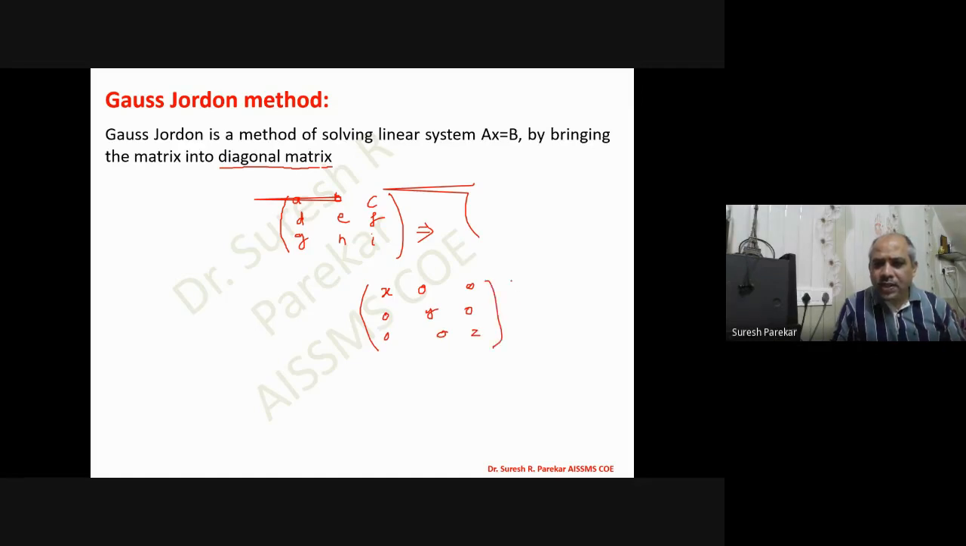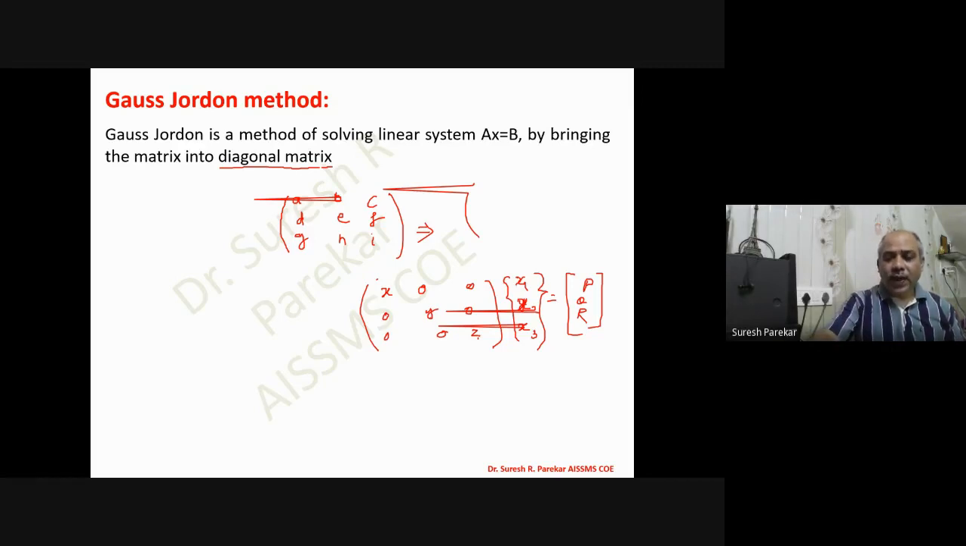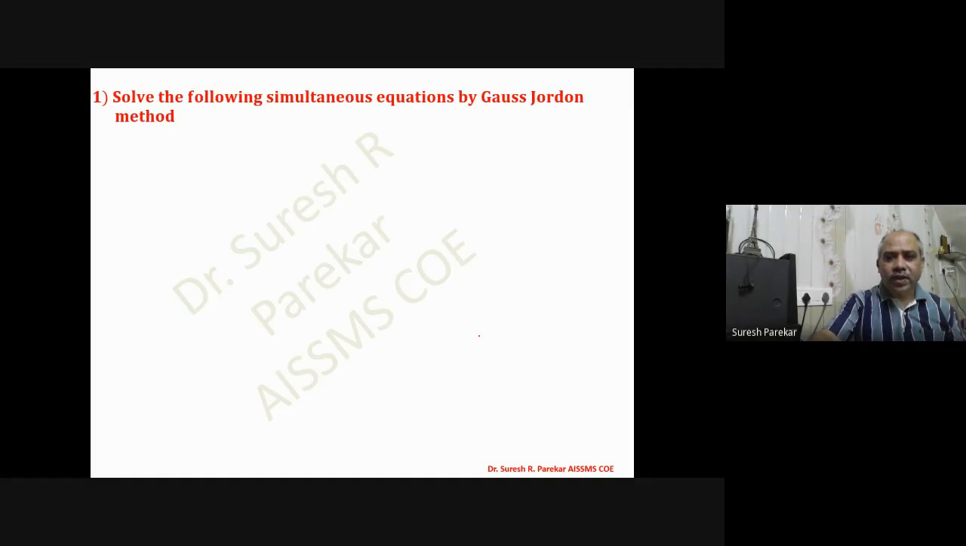And then against this, let the unknown variables be x1, x2, and x3, equal to some constants p, q, r. Then I can get directly, by the first row and first column, the value of x1. By the second we have the value of x2, and by the third we will get the value of x3. So we will get values directly. We need not solve one, then put it in order, and then go for the third.